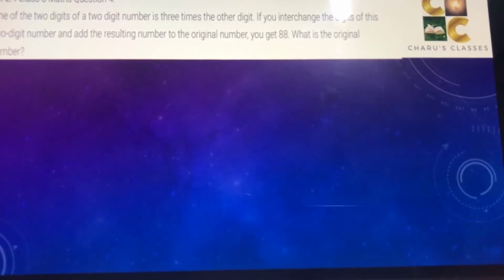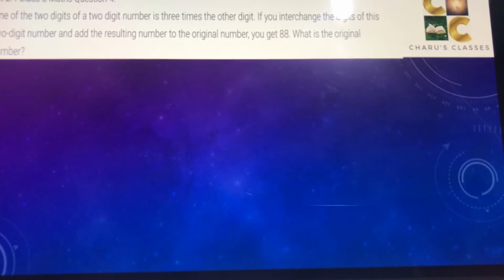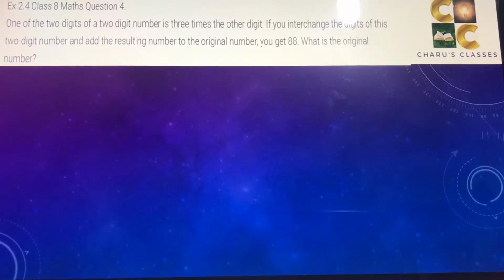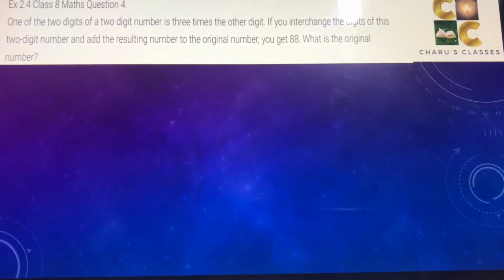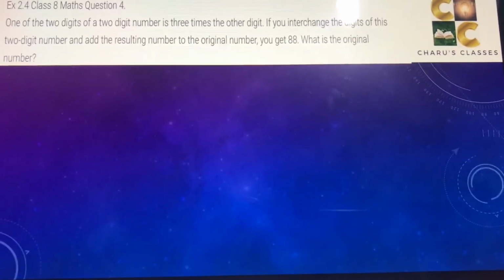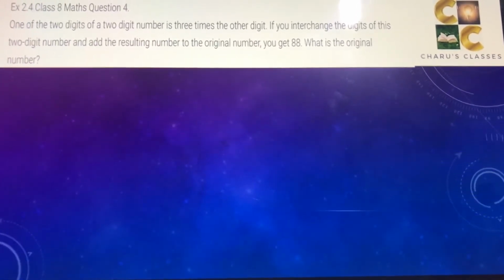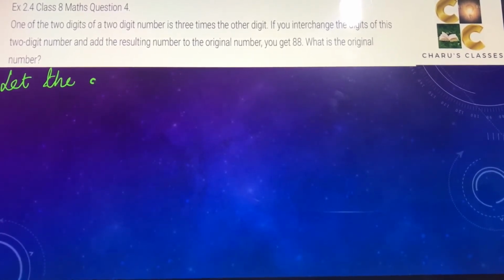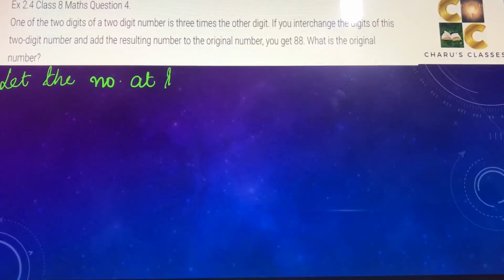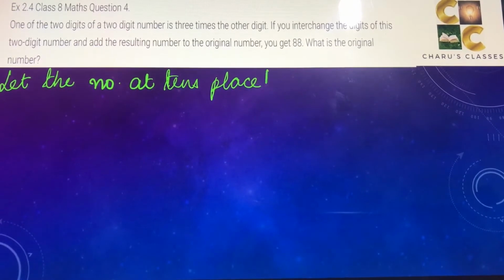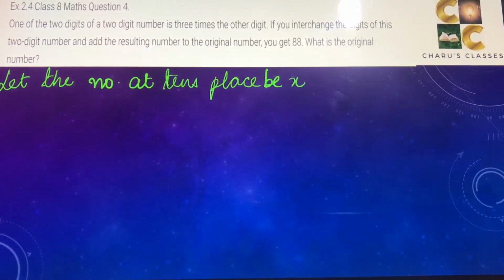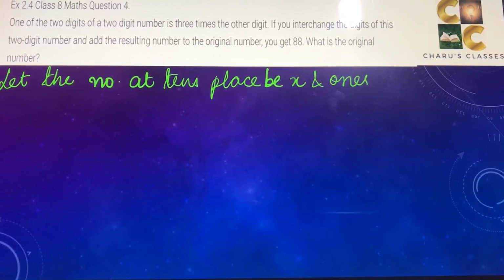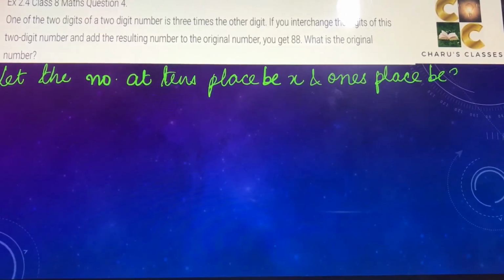Question number 4. One of the two digits of two-digit number is 3 times the other digit. If you interchange the digits of its two-digit number and add the resulting number to the original number, you get 88. What is the original number? So as I told you that a two-digit number, we have to take one digit at the ones place and the other digit at the tens place. So let the number at tens place be x. Now in this case it is given that the other is 3x. So at ones place be 3x.